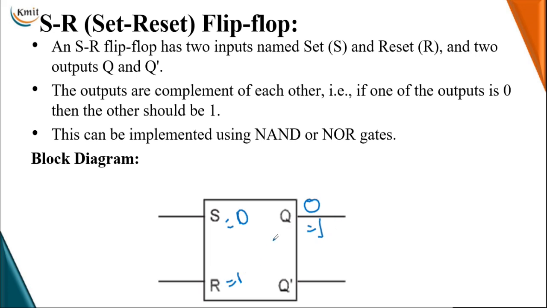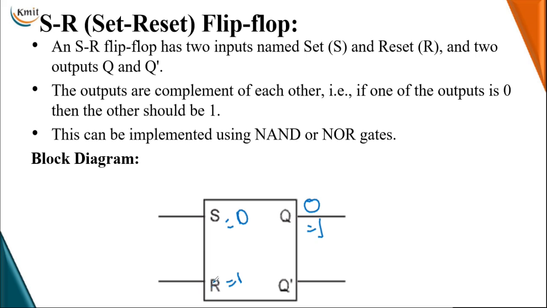If the reset input is 1, it will load or store logical 0 in the flip-flop. Hence, these are named set or reset flip-flops, and these flip-flops are constructed using NAND and NOR gates. NAND and NOR are universal gates, as we already learned. So this is the block diagram, which consists of two inputs only.